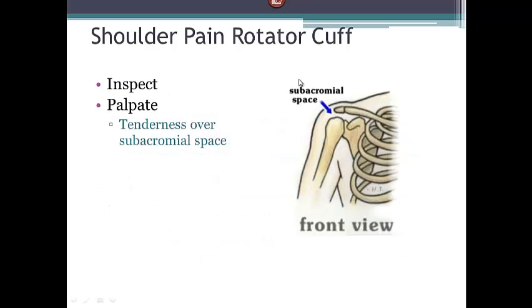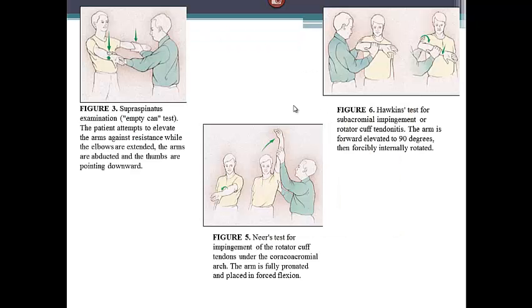This is the subacromial space, where the supraspinatus and infraspinatus are inserted, and the patients would have tenderness over that space with palpation. This is the empty can test that could be done as well. The patient attempts to elevate the arms against resistance while the elbows are extended. The arms are abducted and the thumbs are pointing downwards, and this hurts on the shoulder.